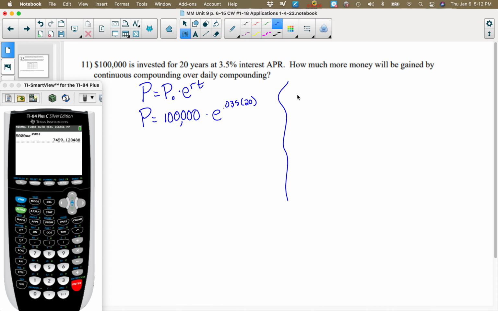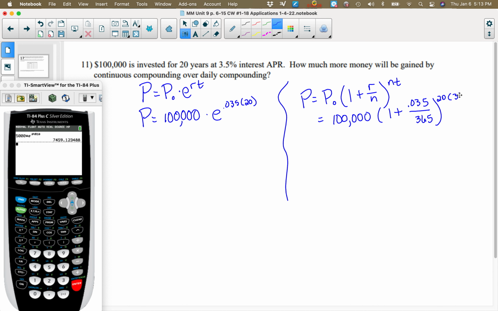And then for compounding daily, we're using P equals P naught. If you go back to your formula, we're going to have 1 plus r over n, to the nt. So we get 100,000 times 1 plus, the rate is 0.035. If we're compounding daily, then n is 365. And we would have 20 times 365.